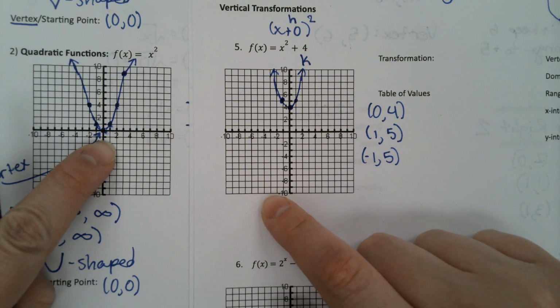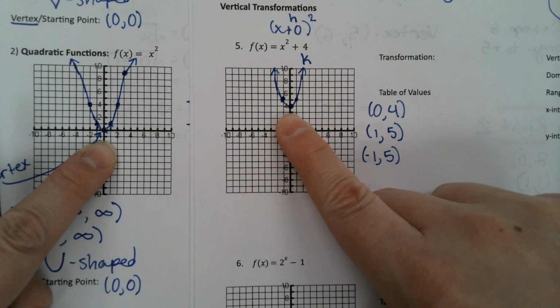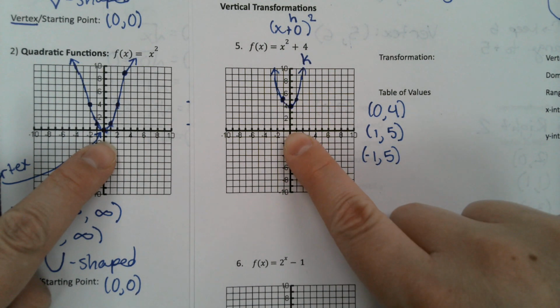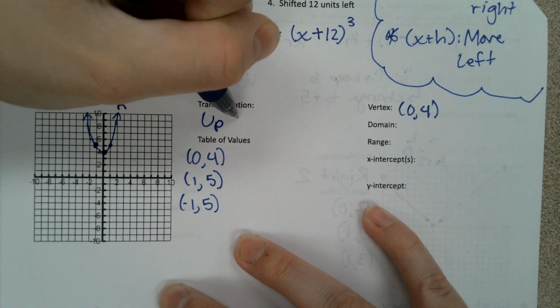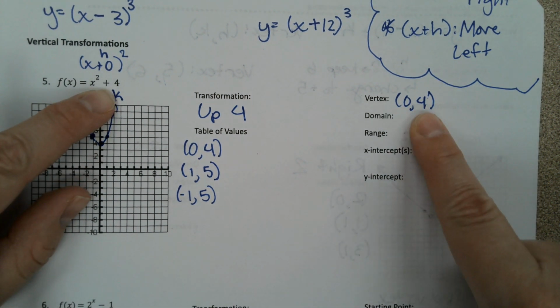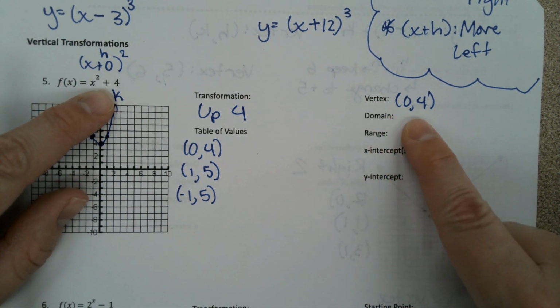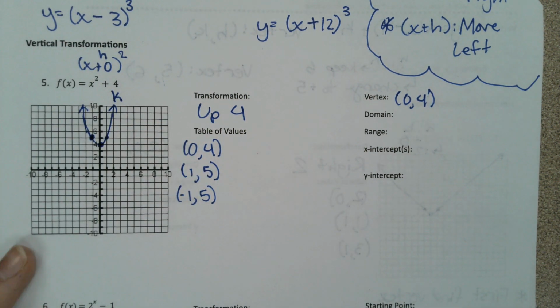Originally, the vertex is at 0, 0. Here, it is all the way up at 4. So this graph moved up 4 units. Up 4. It didn't move left or right, just up 4. And notice that's the same as my k. So 0, because it's not moving left or right, and up 4. So it's just moving up 4.